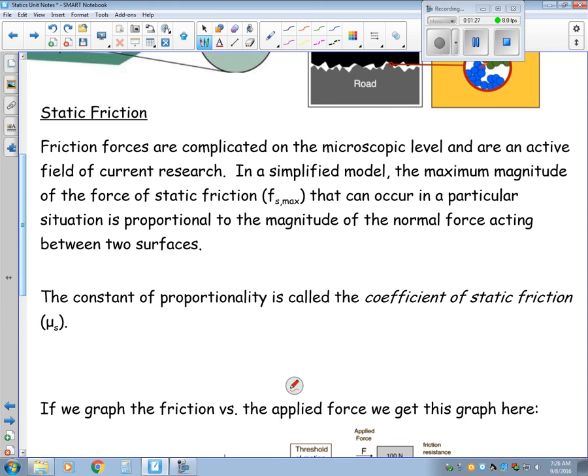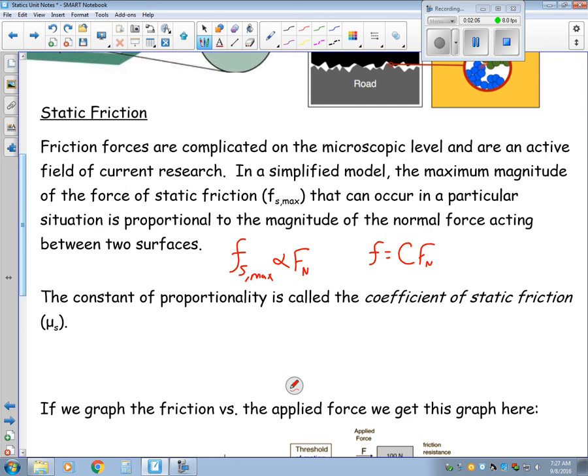So in the simplified one, the maximum magnitude of a friction force is going to be proportional to the normal force. So the static friction, which I like to use a script F for, the maximum static friction that I can have is proportional to the normal force. We use this alpha symbol for proportionality. What that means is that this friction will equal some constant times the normal force, and that's a constant of proportionality. So that's what we need to find.